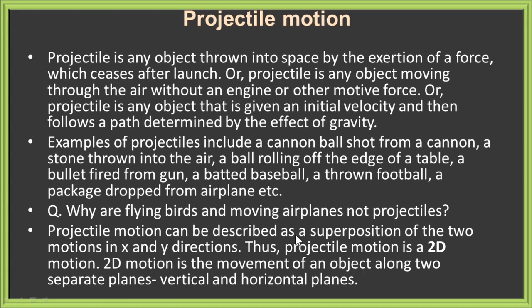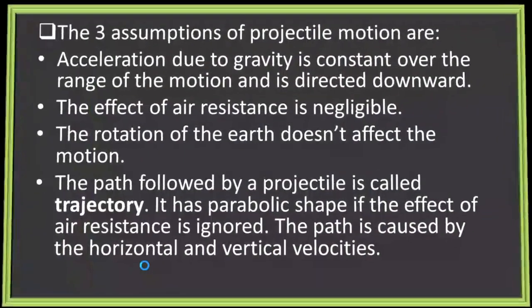Projectile motion can be described as a superposition of two motions in the x and y directions. Thus, projectile motion is a two-dimensional motion. Two-dimensional motion is the movement of an object along two separate planes, that is, vertical and horizontal planes. So, projectile motion is a two-dimensional motion. The motion is along the x-axis and y-axis. The velocity, acceleration, and positions can be described both in x and y directions.